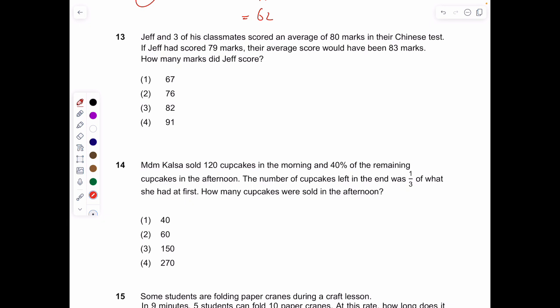Okay, so in this case, let's break this down. So the average marks is over here, and there are 4 altogether because it's Jeff and his 3 classmates. Now, if Jeff scored 79, their average score would have been 83. So that means now you need to add an additional 3 marks for each person. So we can use a model to help us understand.